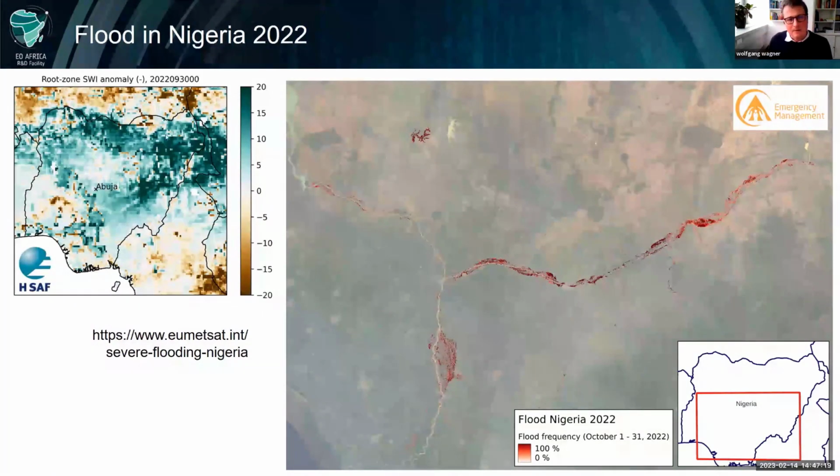So again, you see that by looking at soil moisture anomalies, you get a first hint where something may be going on, and then you can zoom in with the SAR data to look at more details, and then you might find those areas that are affected by flooding.